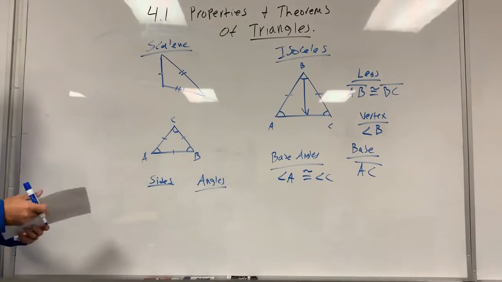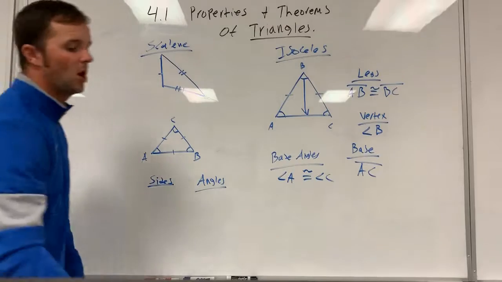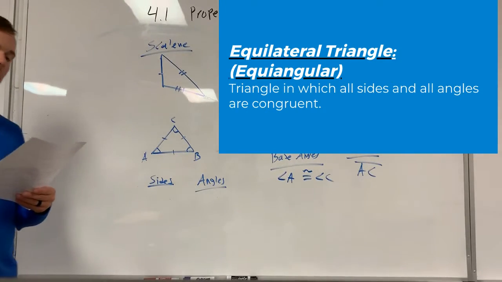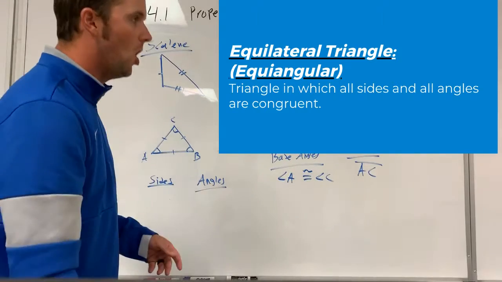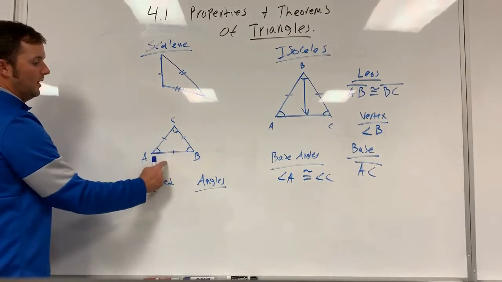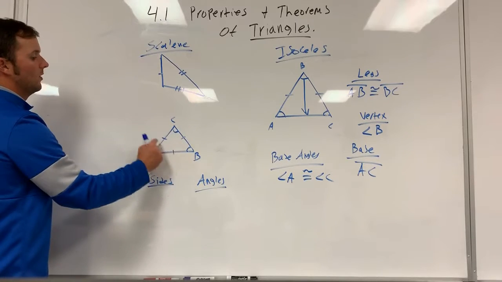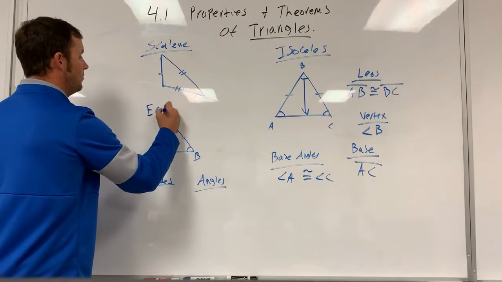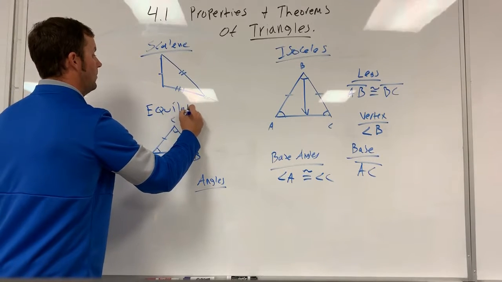Lastly, the third triangle that we're going to look at is something called an equilateral triangle. An equilateral triangle is one in which all sides and all angles are congruent. So all of these angles are congruent and all these sides are congruent. So that means this is going to be an equilateral triangle.